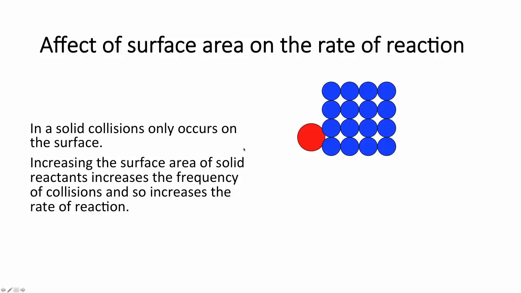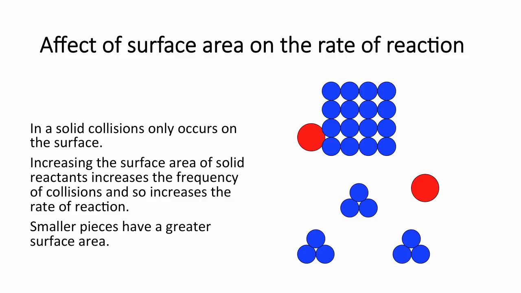Increasing the surface area of a solid increases the frequency of collision, so increases the rate of reaction. So how is this achieved? This is achieved by reducing the particle size. So making the pieces smaller means that in this case all of the particles are on the surface and therefore all can collide at the beginning of the reaction.